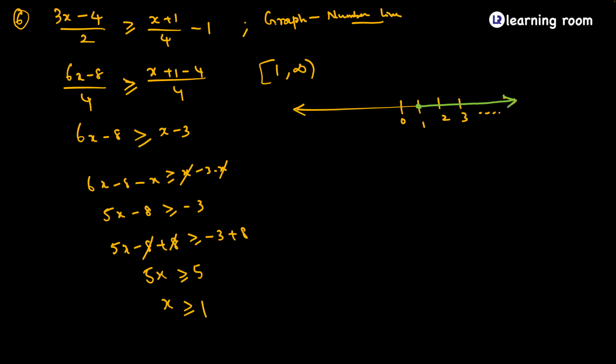Numerator and denominator with 2. I took LCM. See, as long as you are multiplying and dividing on the same side, it doesn't affect the other side. For example, I can say I multiplied and divided with 2, or I multiplied and divided with minus 2 also. It doesn't make any difference, because minus and minus will get cancelled.